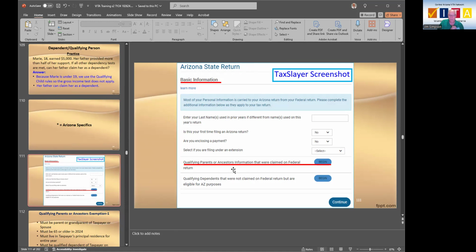And they call this qualifying parents or ancestors information. Ancestors seems to be kind of a pejorative term, but nevertheless, that's what they call it. And you've claimed them on your federal return because they're a qualifying relative. So you start with this question right here, begin. Go ahead, don't skip this. If they've got a parent living with them, go through this worksheet.